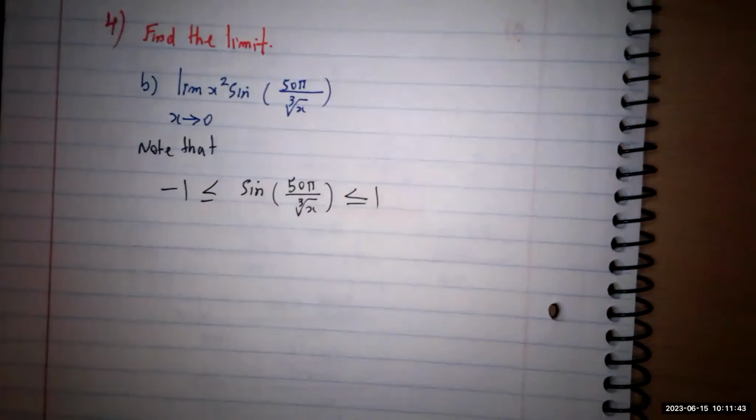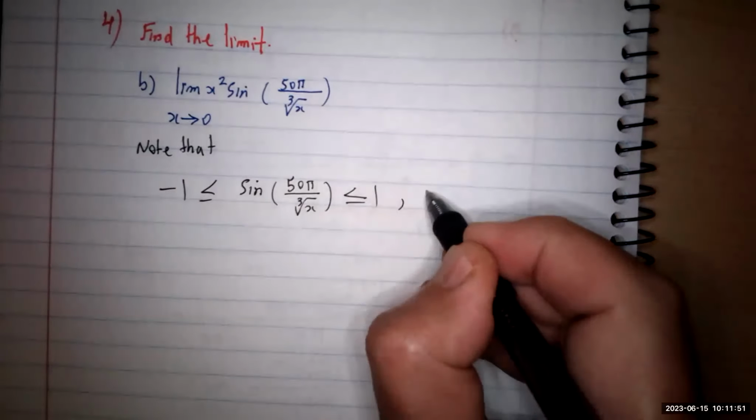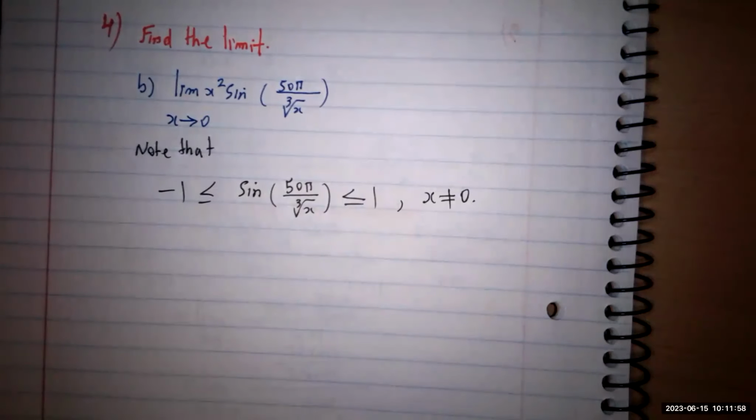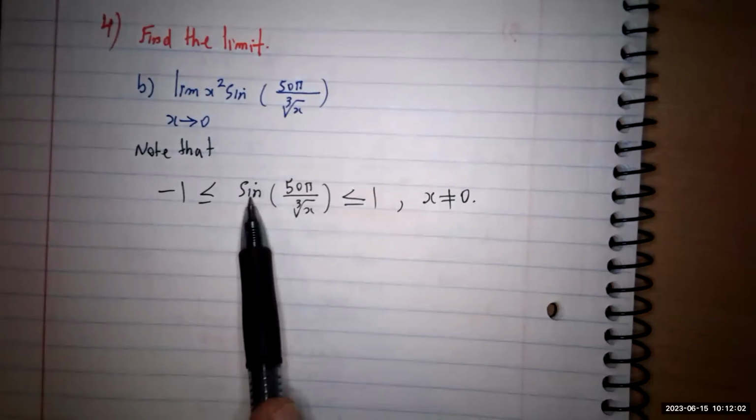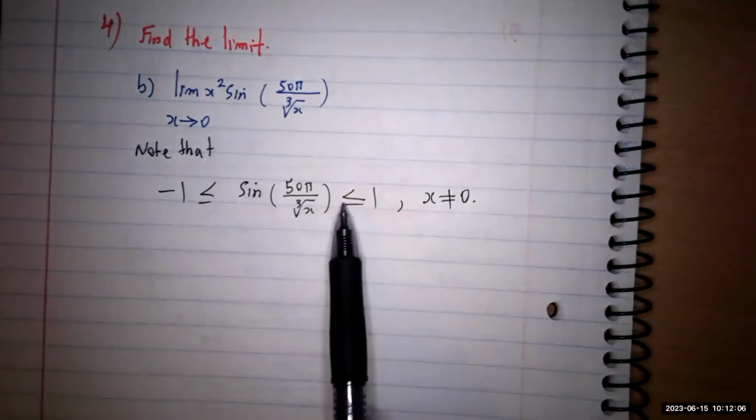You see, either sine or cosine, whatever it is given to you, it's always between -1 and 1. The only restriction is that x is in the denominator, so you have to assume that x is not equal to 0. It's not a big deal because x goes to 0, so x is not equal to 0. If it is cosine, you start with the cosine between -1 and 1. If it's a sine, you start with the sine.